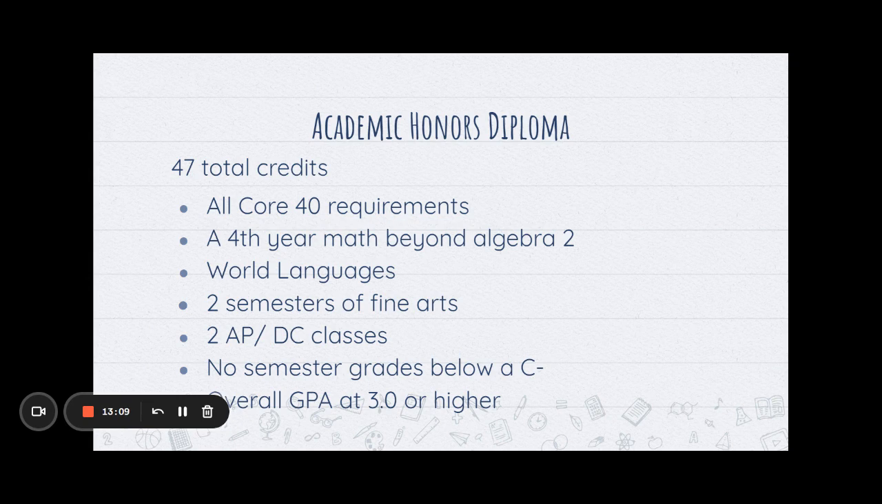Academic honors diploma also requires that you do 2 semesters of fine arts and that you complete 2 AP or dual credit classes during high school. No semester grades below a C-. So that means when we look at your transcript, it records all your semester grades, the end of each semester, nothing below a C-. And by the time you graduate, overall, your GPA needs to be a 3.0 or higher.